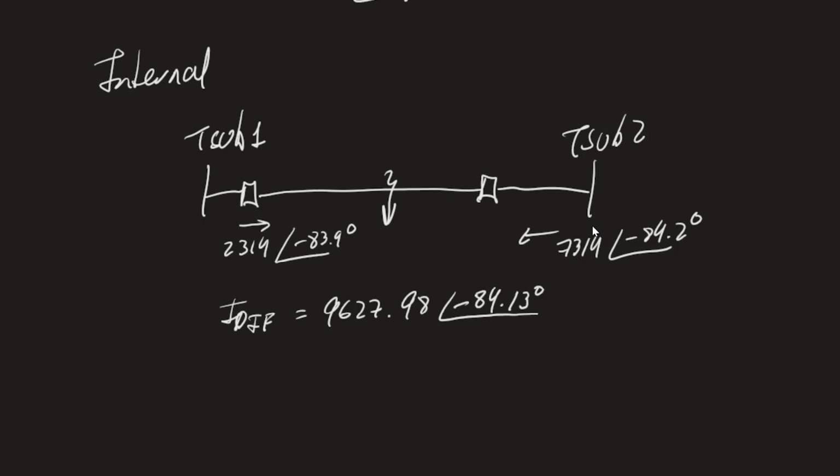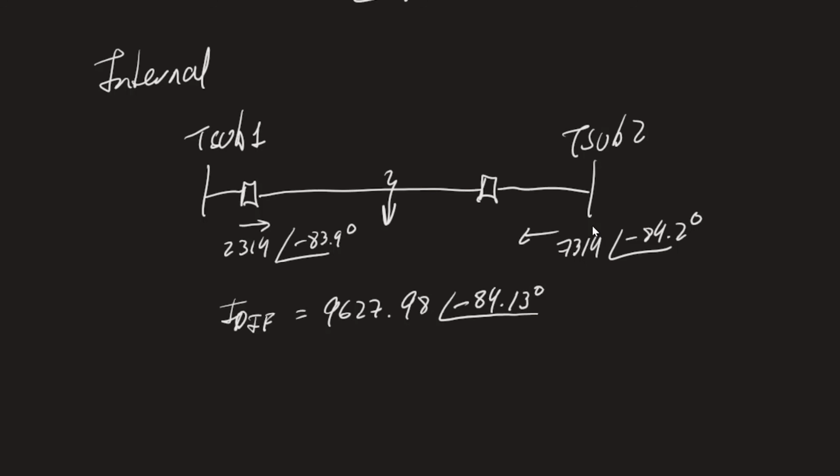And again, I said this before, but remember that we have to take a look at the CT polarities. This is important. And for example, in this case, both currents are flowing into the transmission line and both CT polarities are looking into the transmission line. So that's why I have taken both currents here as positive.